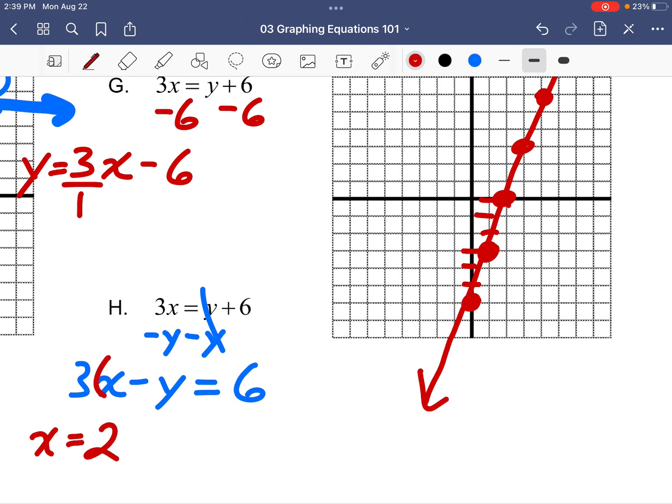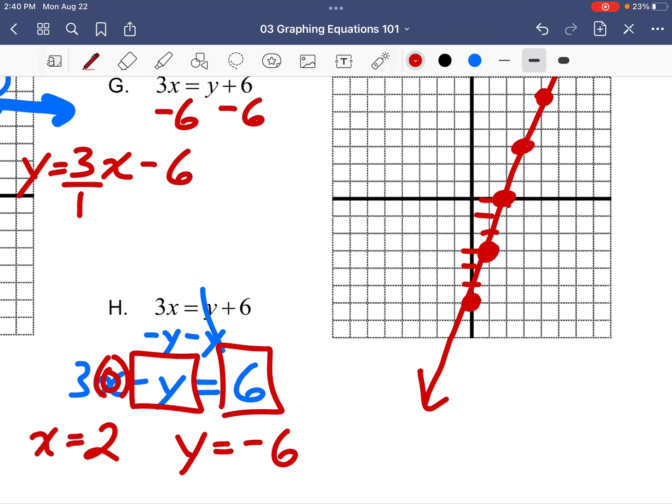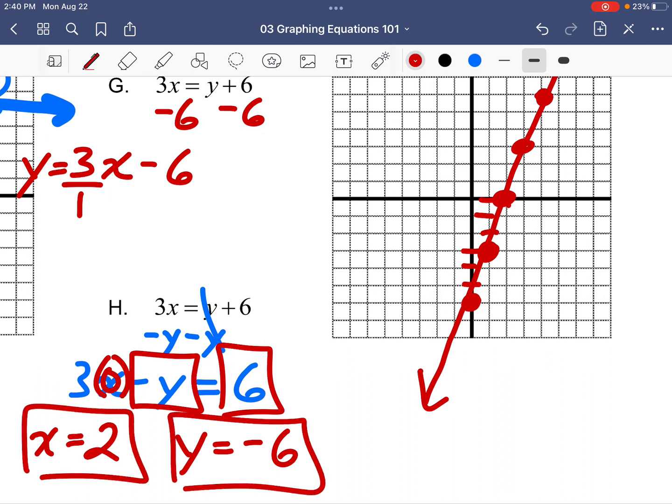Now if I plug in a 0 for x, I'm just going to get negative y equals 6. Now be careful, if negative y equals 6, that means positive y equals -6. Now these two numbers right here represent my x and y intercepts.